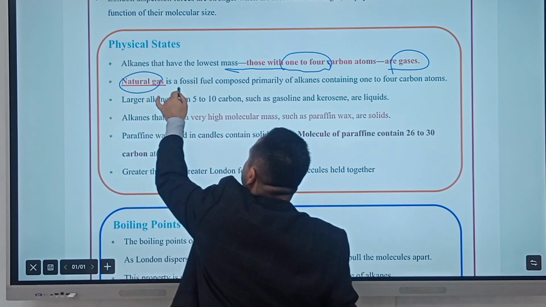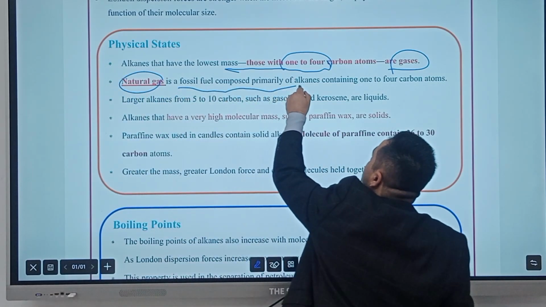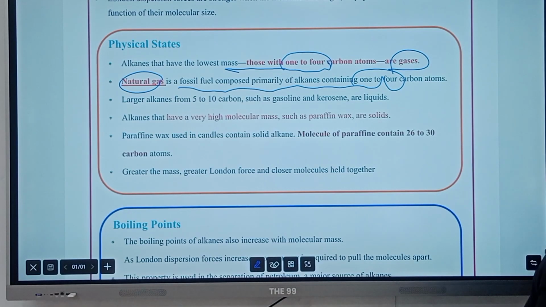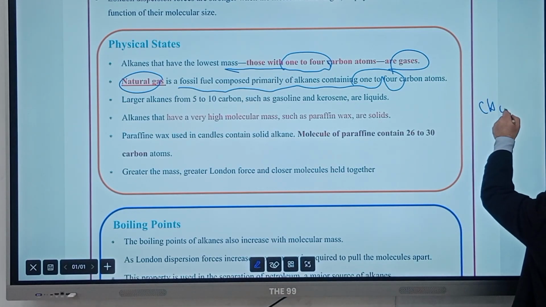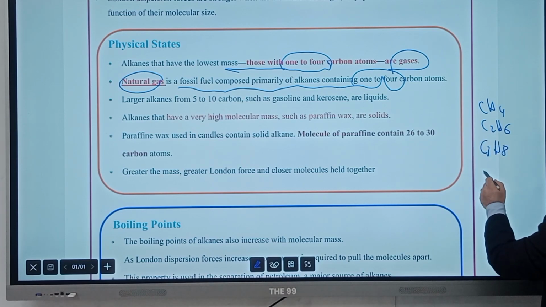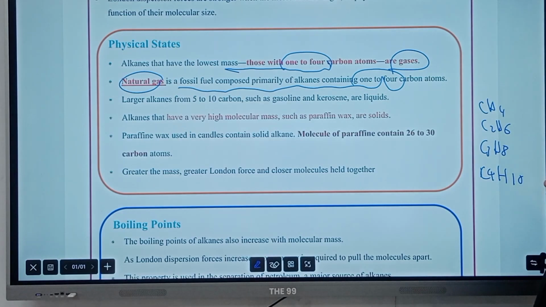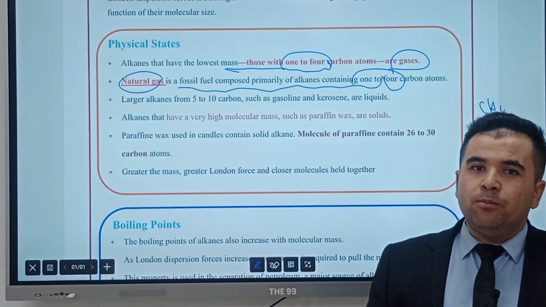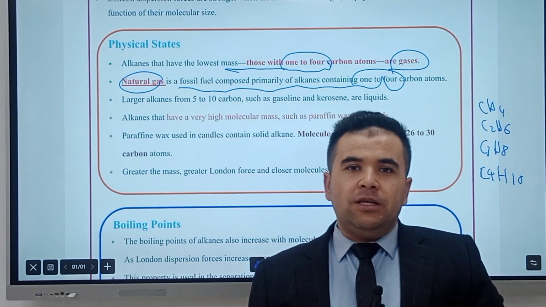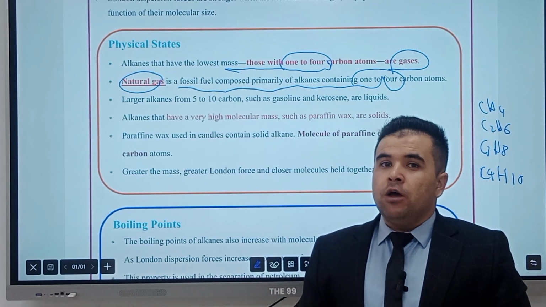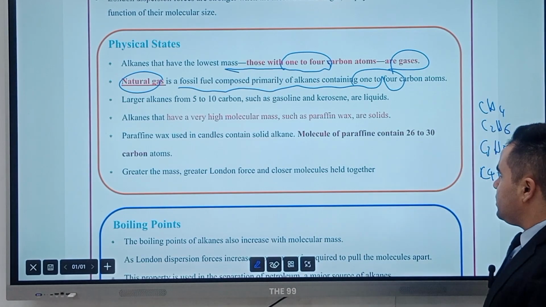So the natural gas is what? It is a fossil fuel composed of the alkanes of carbon 1 till carbon 4: CH4, C2H6, C3H8, and C4H10 are all the natural gases: methane, ethane, propane, butane. Propane and butane are the gas, the liquefied petroleum gas, LPG, which we use for cooking in our kitchens.